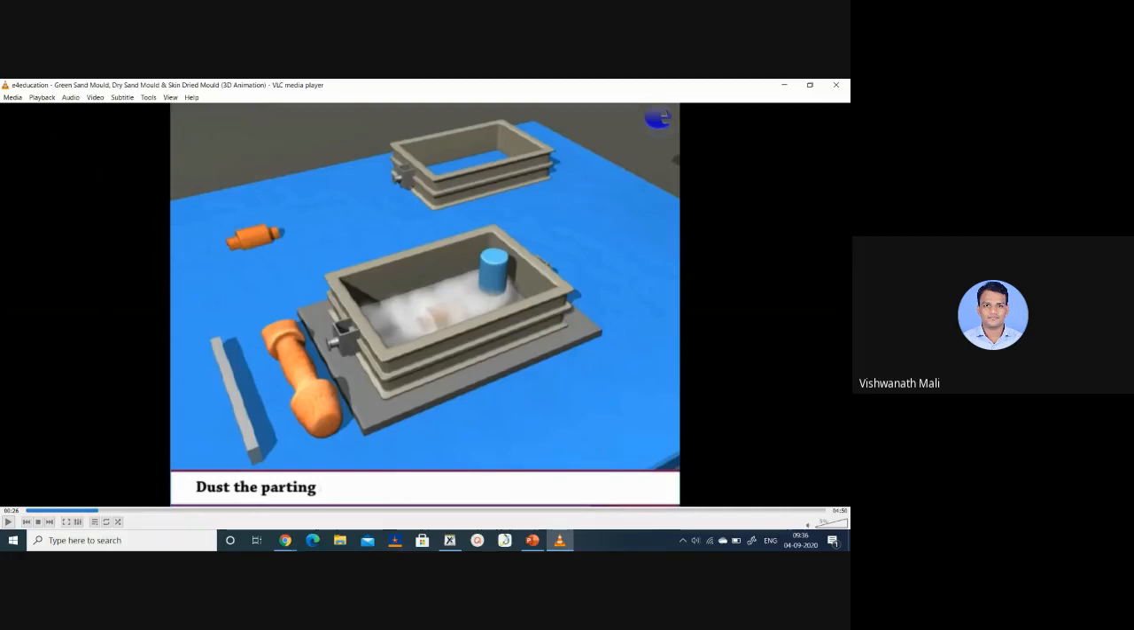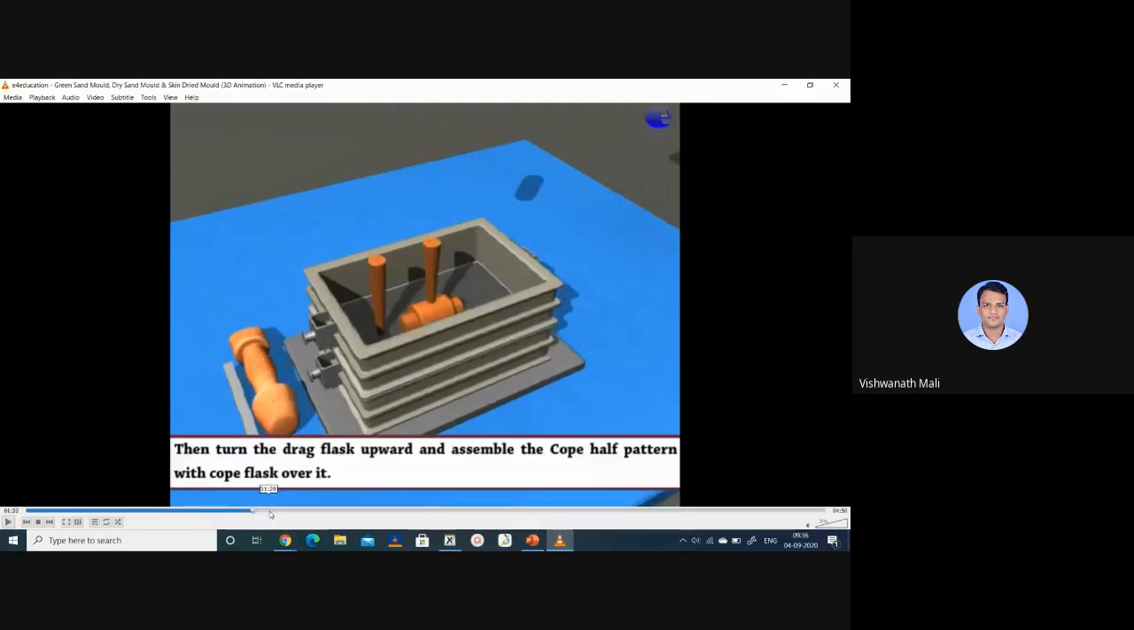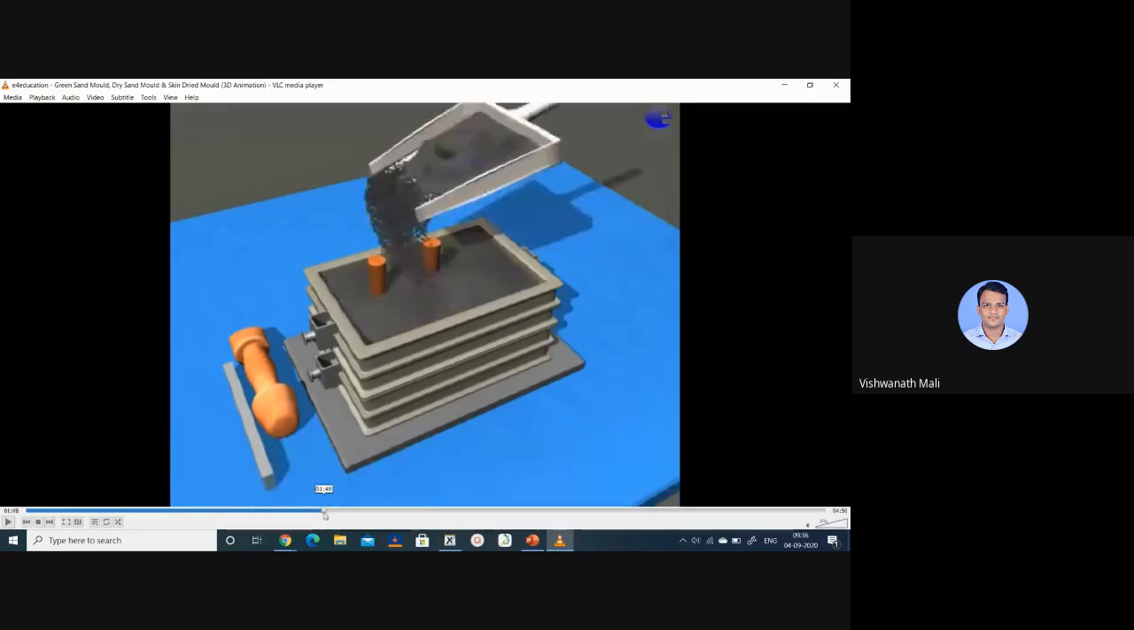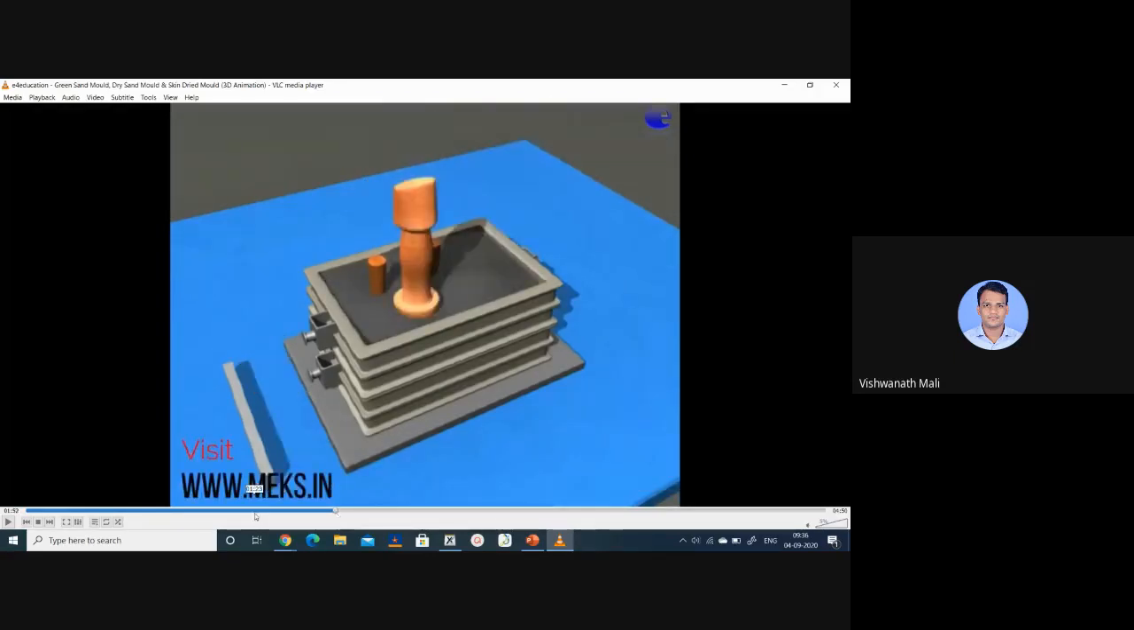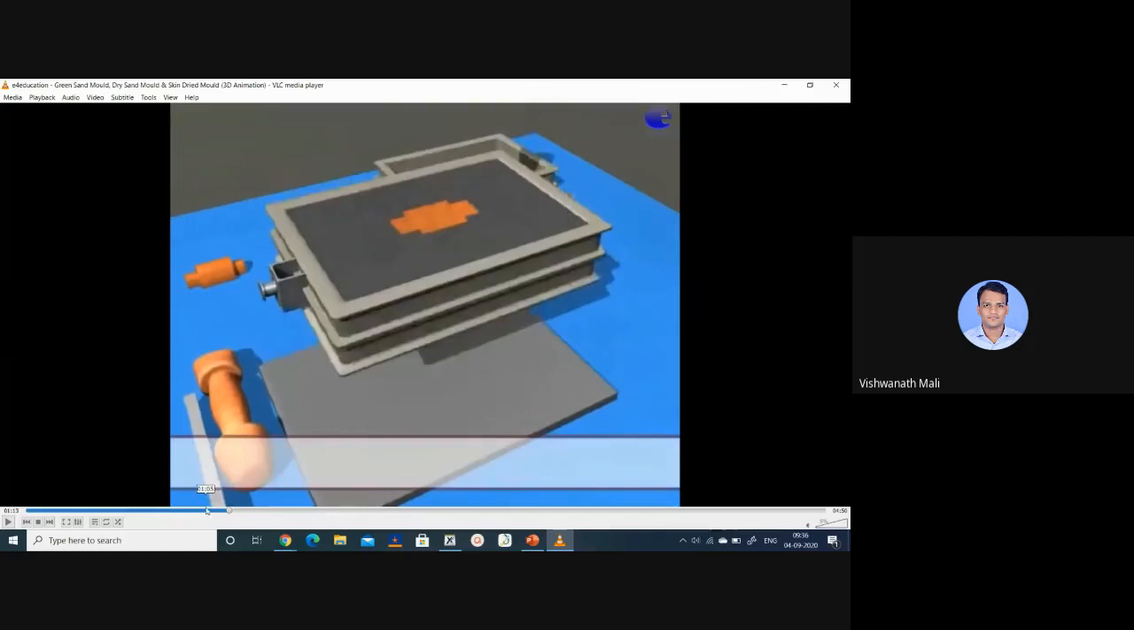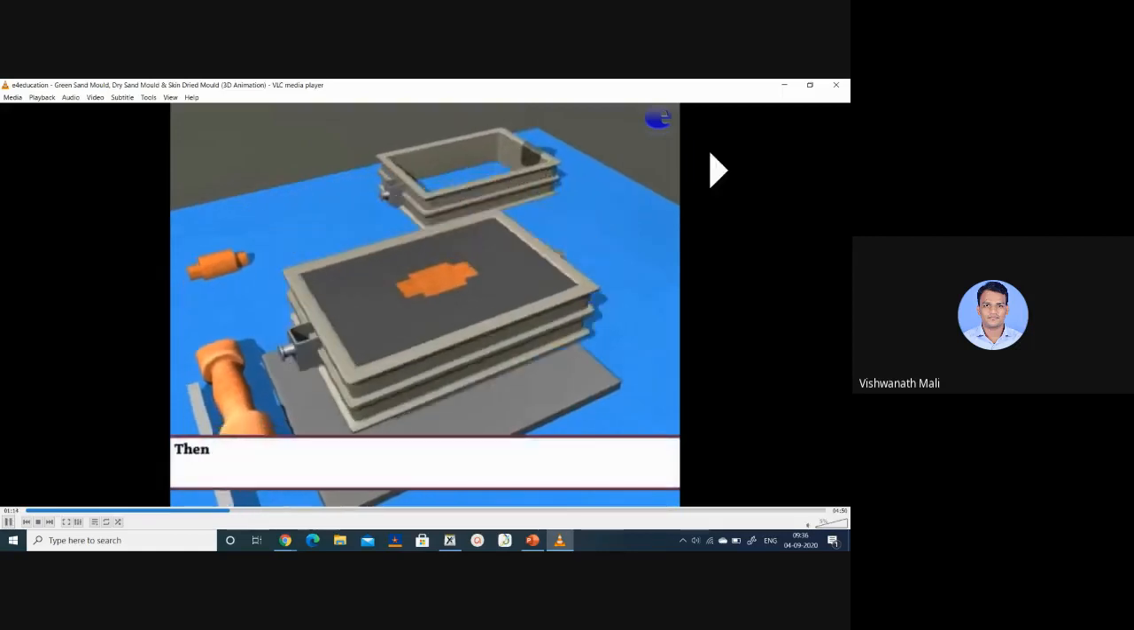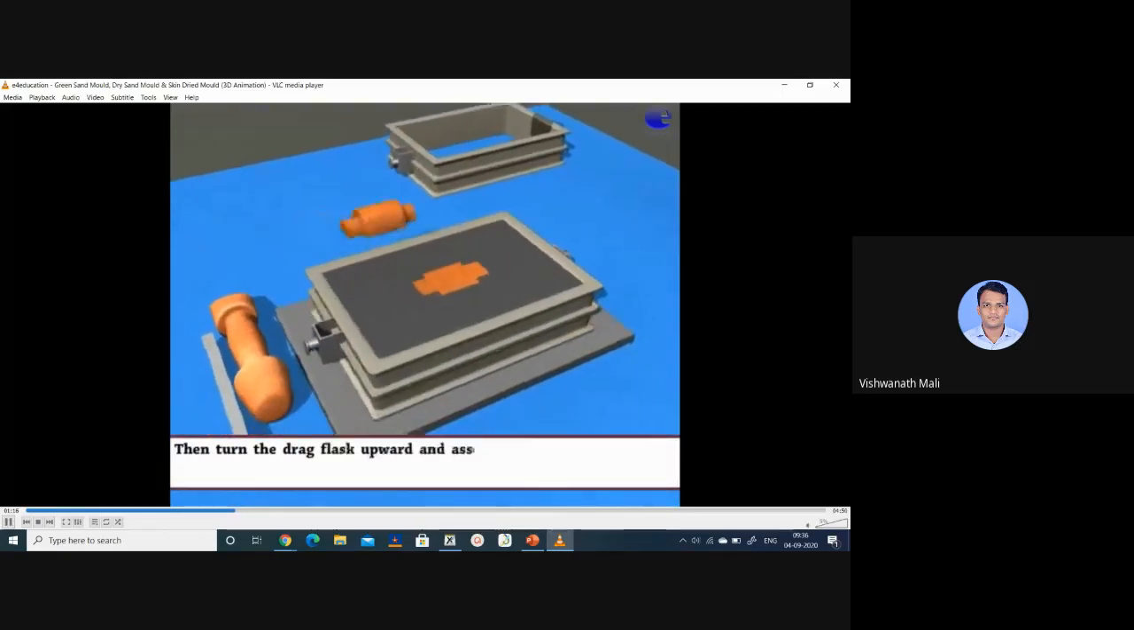First we pour the parting sand to have the partition between this cope and drag, so that we can easily remove it. We can easily see here. Here we have prepared the cope and drag. See here, first we have prepared this drag. On this drag we keep this pattern, and then we keep this.